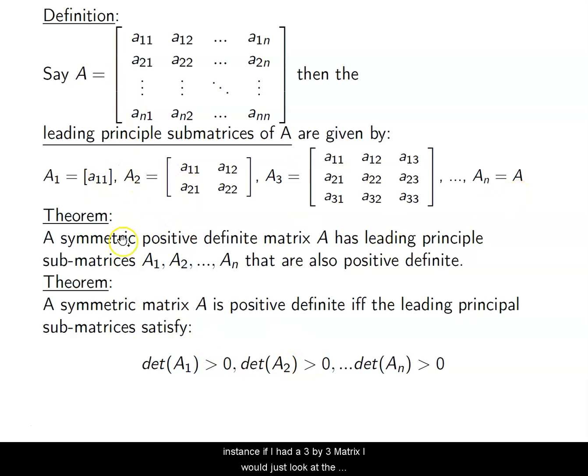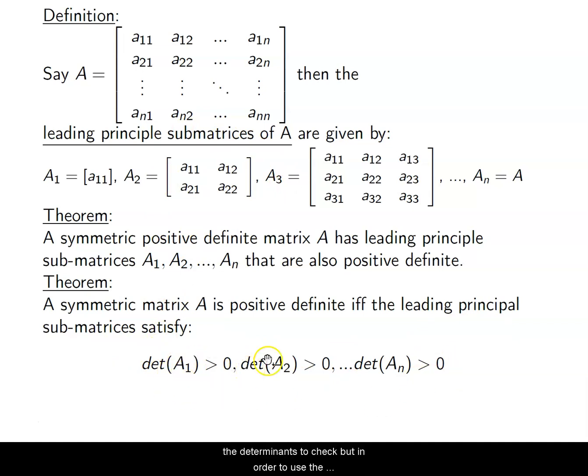Okay, so for instance, if I had a 3 by 3 matrix, I would just look at the first term. Is it positive? Yes, so the determinant of that would be positive. I would look at the next one. The 2 by 2 determinant is super easy to find. I can probably check that in my head without even writing anything on paper to see if it's positive or not. And then I can calculate the 3 by 3 and figure out if that is positive or not as well.